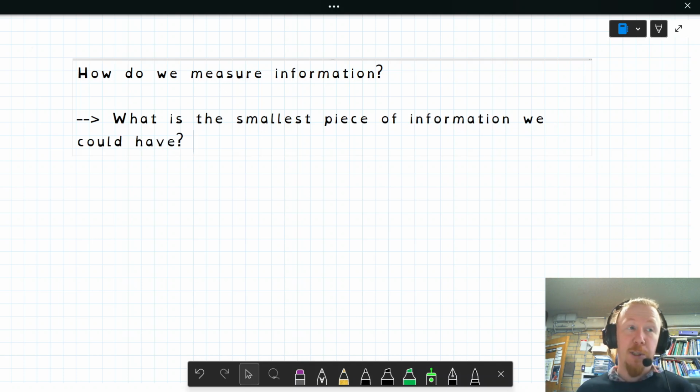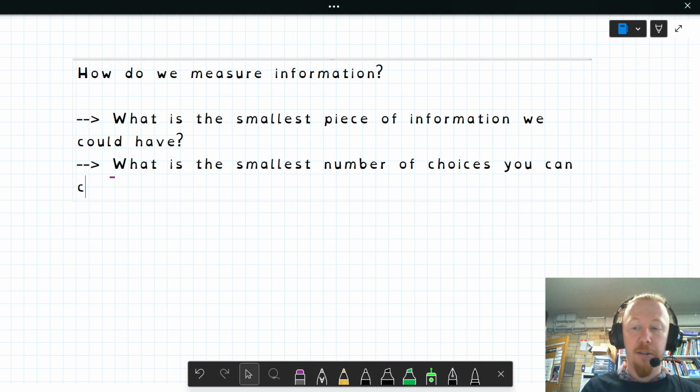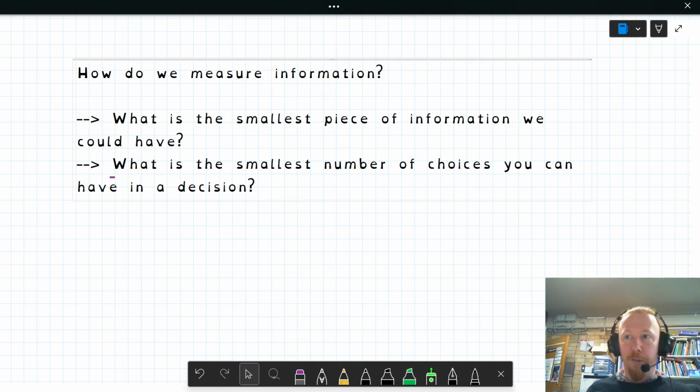Now, this is a question that was asked by scientists for a very long time, and I'd like you to try and answer it because you're lucky. You're on the other side of that discovery and that thinking. So you might already know. You might not just have the words for it. Have a think about that. And to make that question a little bit easier, here's how I think about that question. What is the smallest number of choices you could have in a decision? All right, so if I have a decision, what's the smallest number of choices?